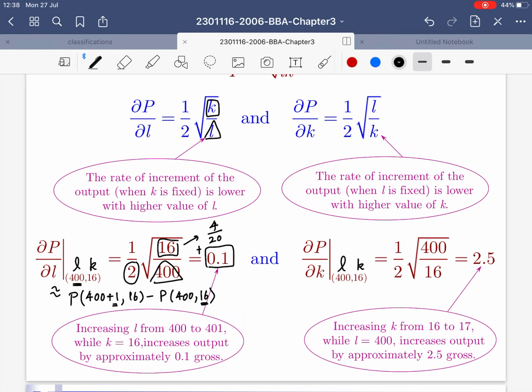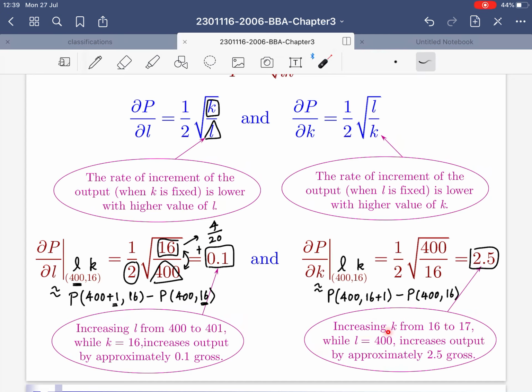However, if you do it the other way around, your L is fixed at 400, but your K increases by 1 unit from 16. So this one is a good approximation for the production comparison between the increment of your K by 1 and the original production of 400 L and 16 K. You just do the same thing, but switching between the top and the bottom from the previous one, and you get 2.5, okay, 2.5.